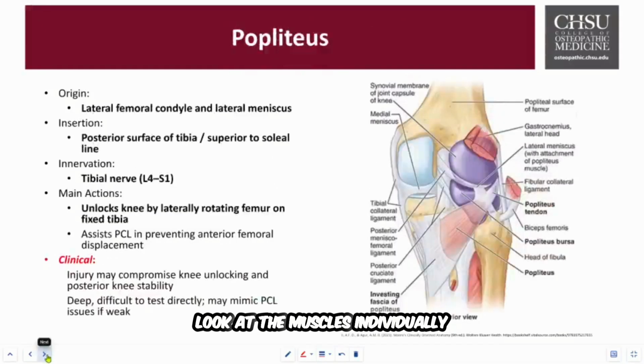Now let's take a look at the muscles individually. Popliteus. Popliteus is a small triangular muscle originating from the lateral femoral condyle and inserting onto the posterior tibia. It helps play a role in unlocking the knee by laterally rotating the femur on the tibia when the foot is planted down. It's deep and hard to isolate clinically, but injuries can mimic posterolateral corner instability and it also plays a key role in the PCL in controlling femoral rotation.